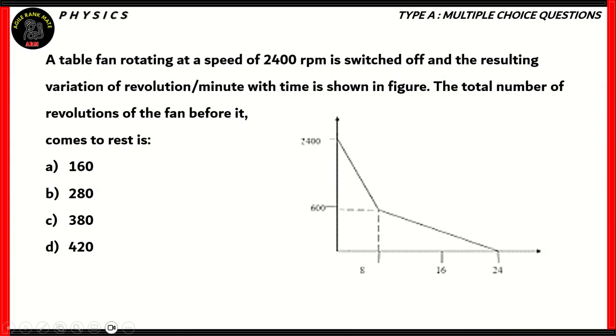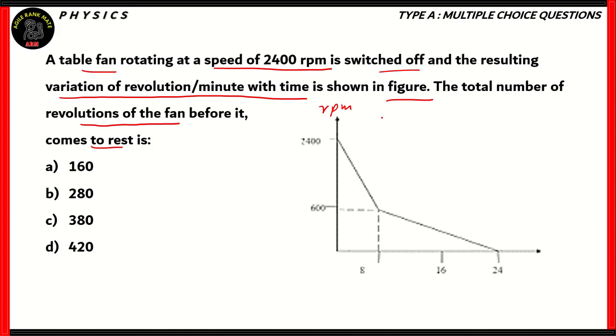Next question. A table fan rotating at a speed of 2400 revolutions per minute is switched off, and the resulting variation of RPM with time is shown in the figure. We need to find out the total number of revolutions of the fan before it comes to rest. All right, so the vertical axis is RPM, revolutions per minute, and the horizontal axis is time in seconds. Now, time is usually measured in seconds. So within 24 seconds, it goes from 2400 RPM to an absolute standstill.